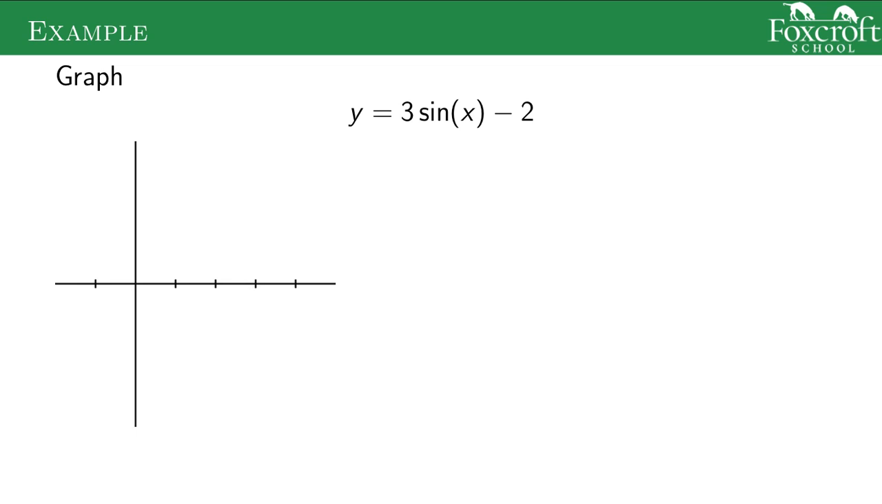Let's graph 3 times sine of x minus 2. In this example, I'm going to go through the steps. The first thing we're going to do is identify B to identify P, the period. In this case, B equals 1 because it's a number being multiplied by x. So my period is 2 pi. That tells me that my graph is going to repeat every 2 pi.